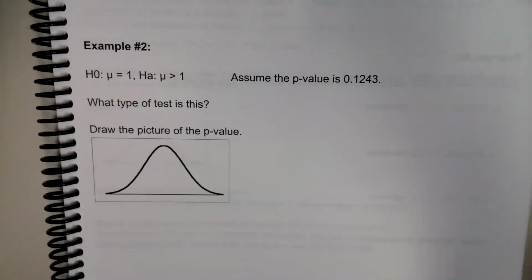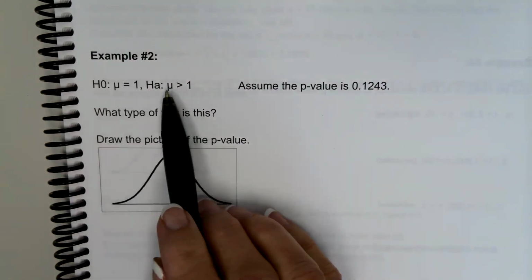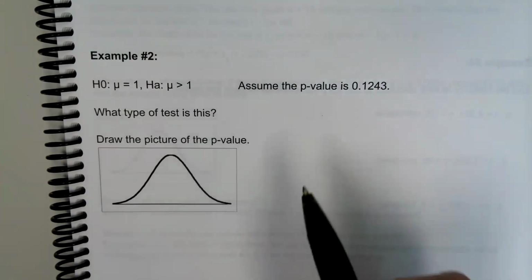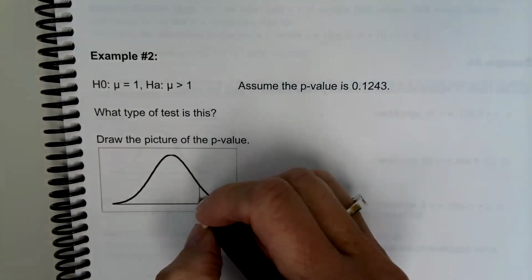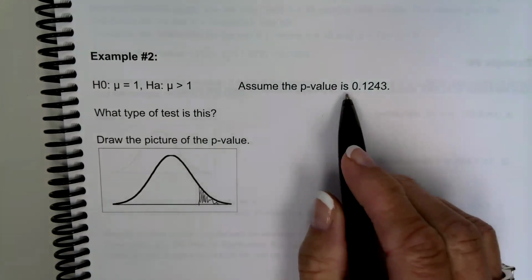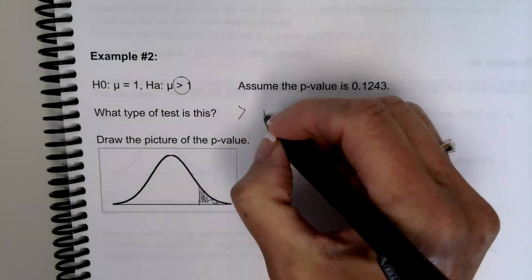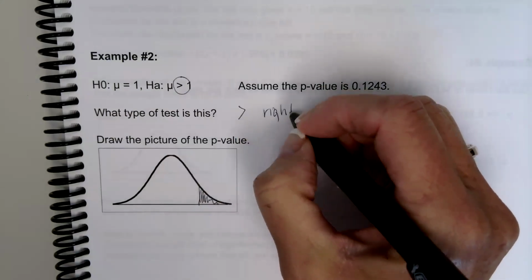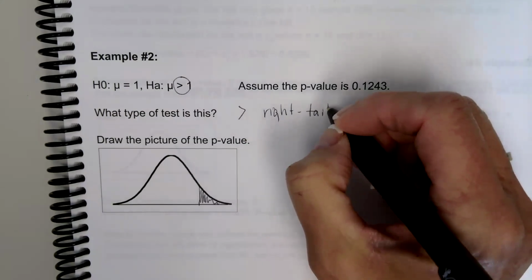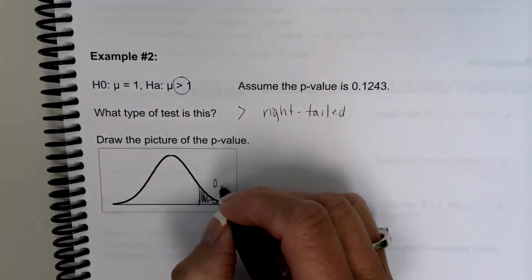That's a good example too. So this time we have the H0 is the mean is 1, HA is the mean is greater than 1. So that picture is going to be over here. Assume the p-value is this. What type of test is this? It's a greater than, so it's a right-tailed. And then my p-value is here.